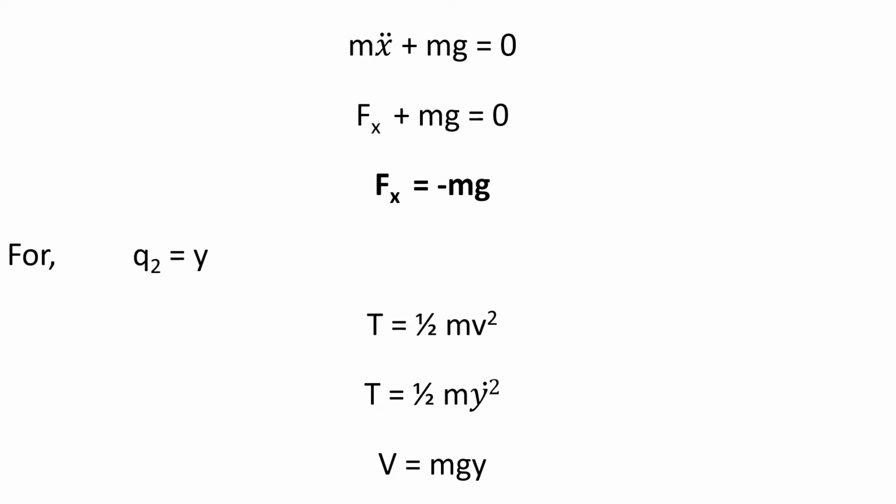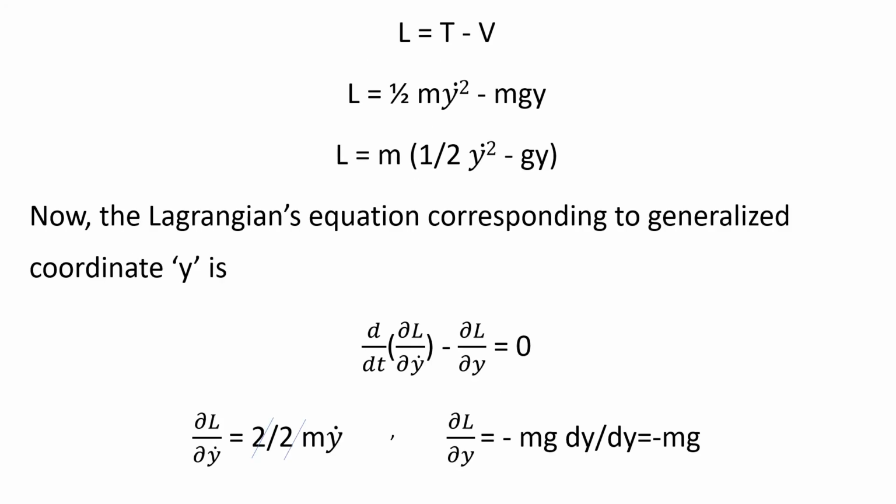T is equal to 1 by 2 mv square, and that T will be equal to 1 over 2 m y dot square. So from here V is equal to mgy. For these equations, we are going to write the Lagrangian L is equal to T minus V, and substitute these two values. So L is equal to 1 by 2 m y dot square minus mgy. Taking m common, we have L is equal to m into 1 by 2 y dot square minus gy.